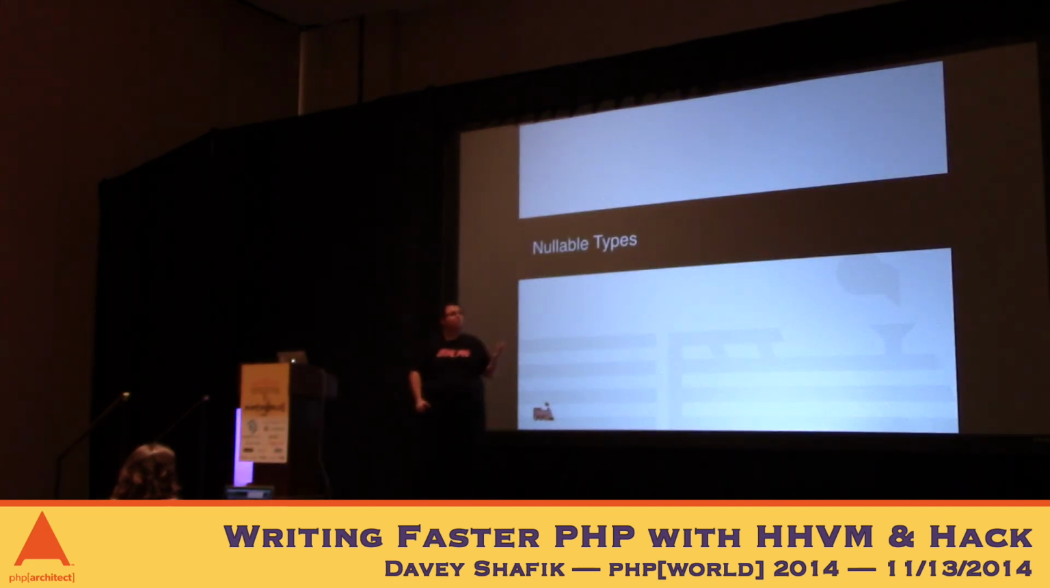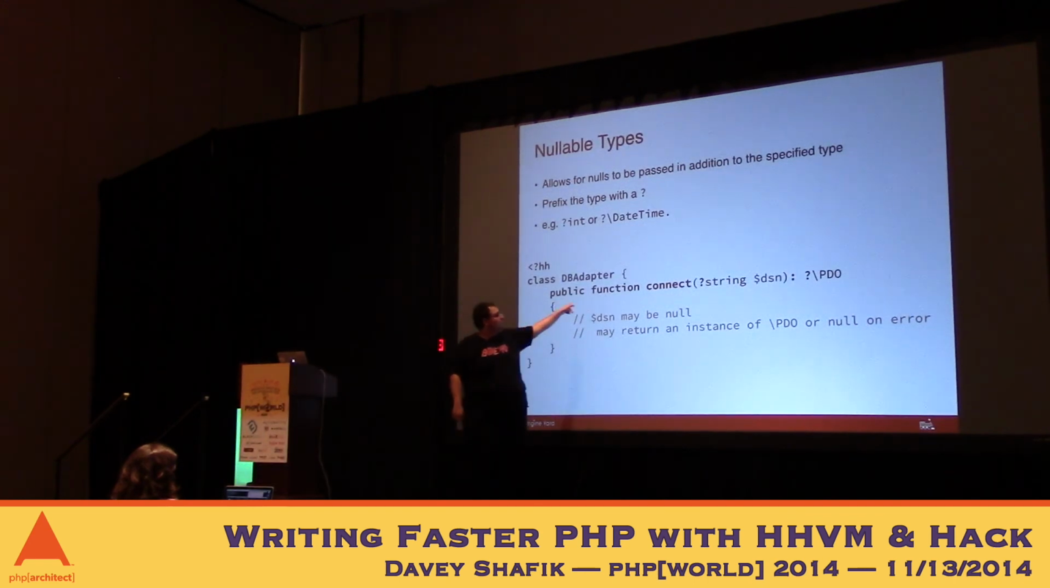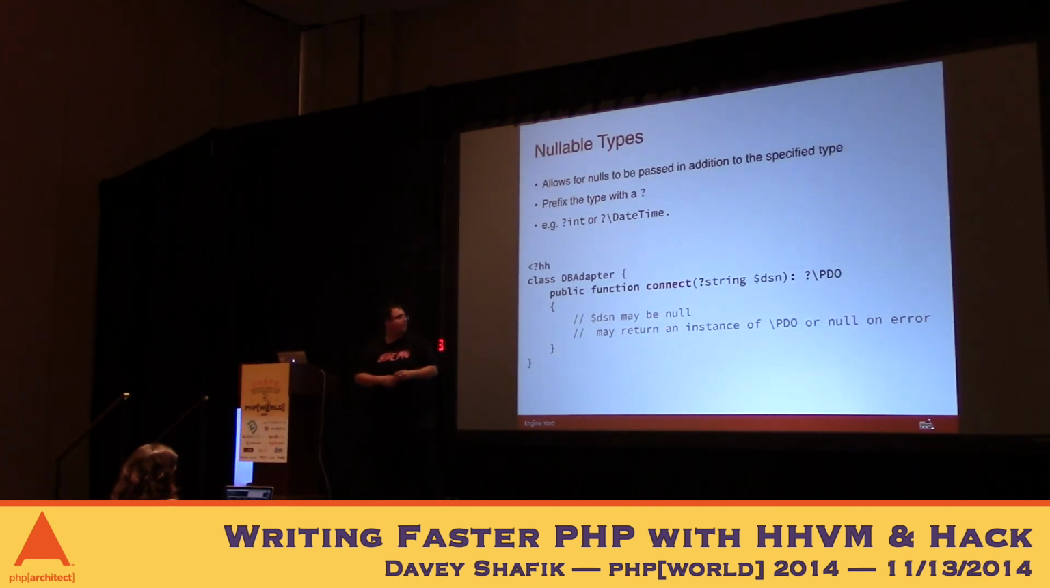It's possible to do nullable types. So basically it allows for nulls to be passed in addition to whatever the type is specified. Now this is not a default. So you can have a required argument, but it just happens to allow nulls. Basically, you prefix the hint with a question mark. So here we have a nullable int, and this is a nullable datetime object. So class DB adapter, public function connect, a nullable string DSN. You can explicitly put in a null, and it will use the defaults, but you have to put in something. And of course, it will return a nullable PDO. So maybe we return a null on an error.